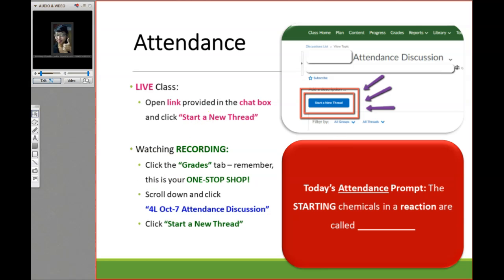Cool, cool, cool. All right, go ahead and fill this out in today's attendance. There's the link to today's attendance, and you are correct. These are called the reactants.